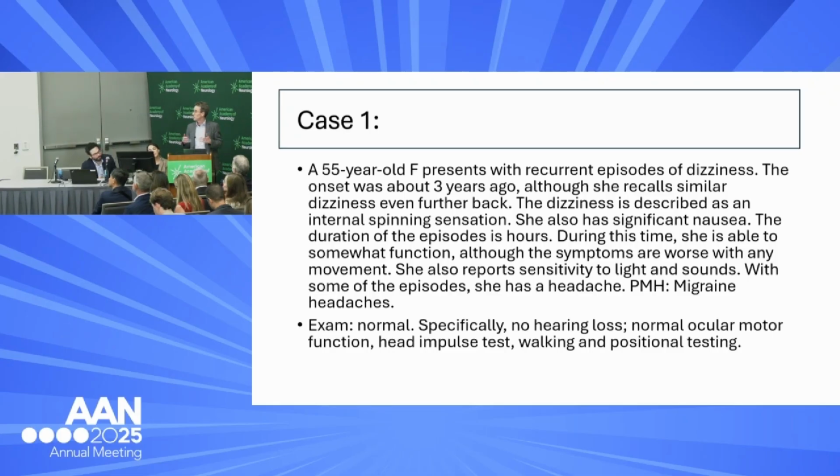A 55-year-old female presents with recurrent episodes of dizziness. The onset was about 3 years ago, so it's in the chronic category, and she recalls episodes even dating further back. The dizziness is described as an internal spinning sensation, also with significant nausea. The duration of the episodes is hours. During the episodes, she can function a little bit, but is really bothered by the symptoms, and they're worse with any movement. She also reports sensitivity to light and sound, and with some of the episodes, there's an associated headache. Past medical history: migraine headaches.